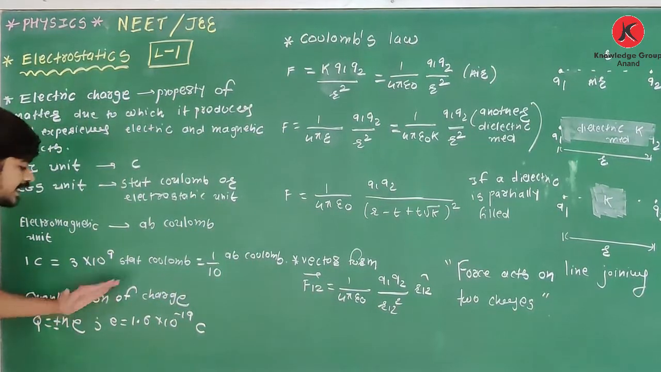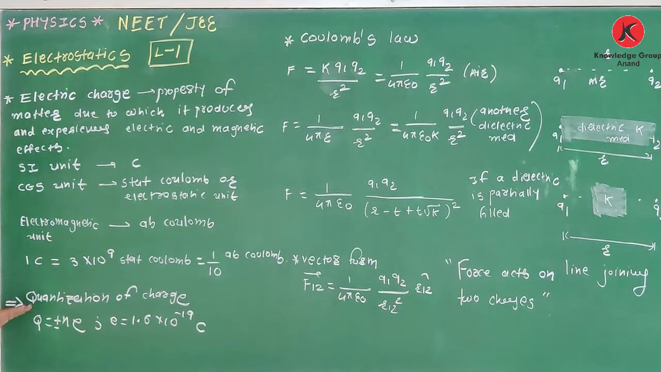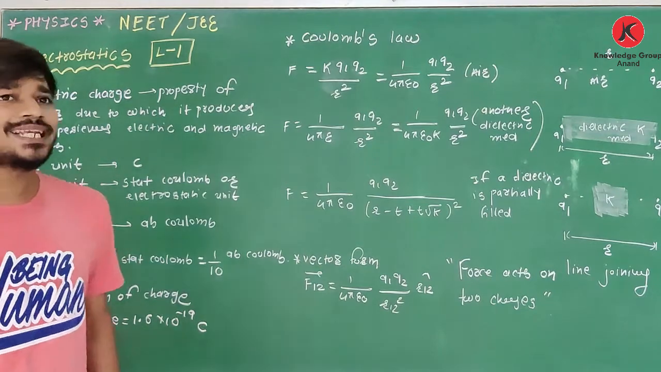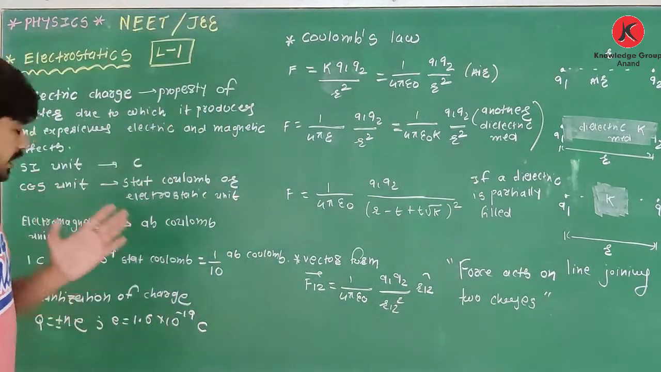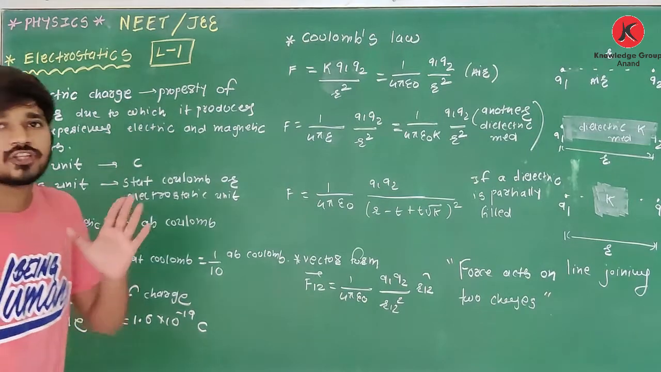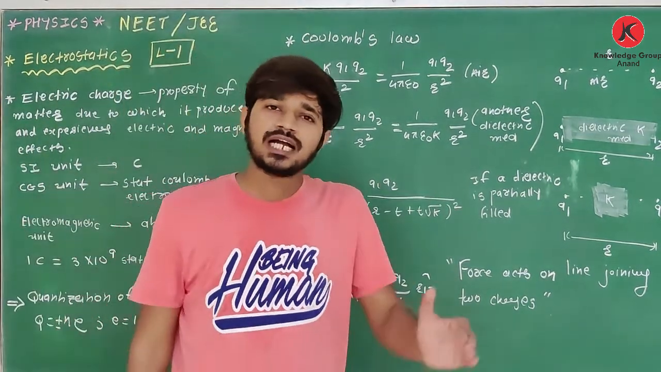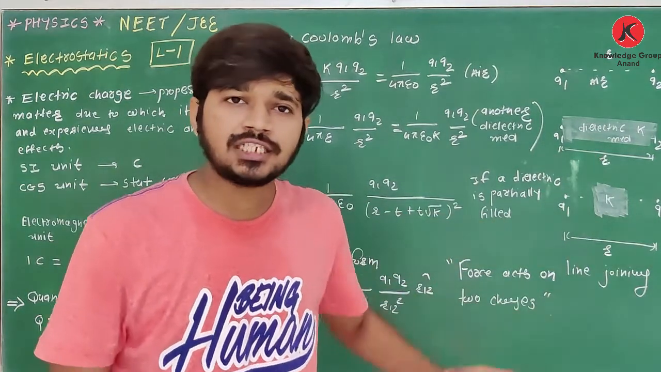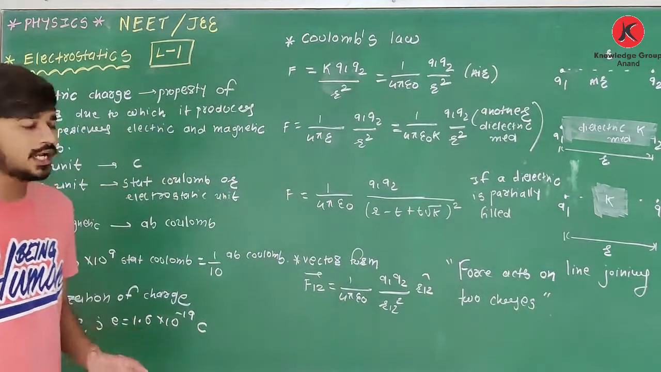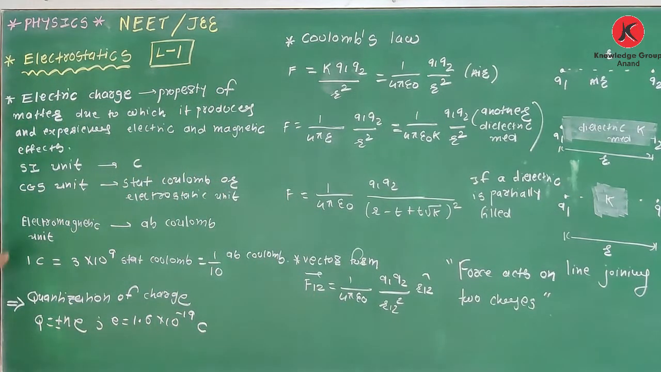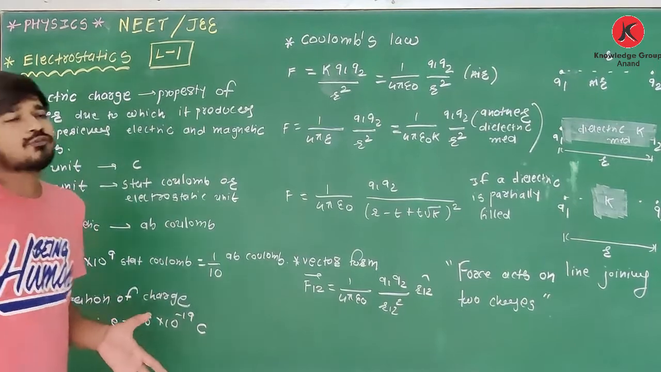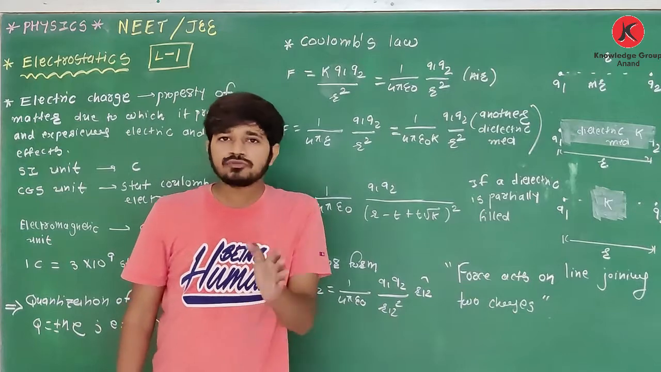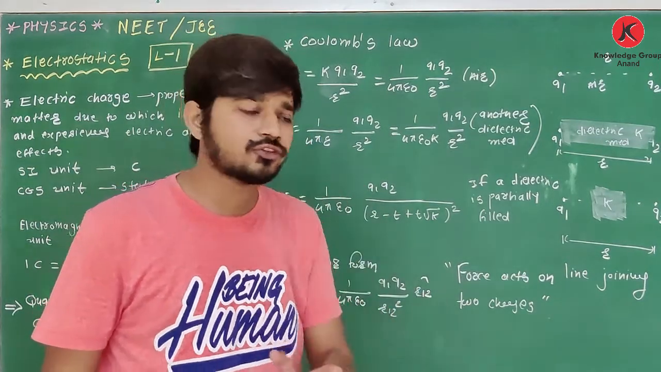Next is quantization of charge, that is Q is equal to plus or minus n e, where e is equal to 1.6 into 10 raised to minus 19 and n means an integer. Why plus or minus? Because there are two types of charges, positive charge and negative charge. Here we will consider charge on proton as positive and charge on electron as negative. Then the law of conservation of electric charge, which you already know: the algebraic sum of charge before and after any process remains constant.